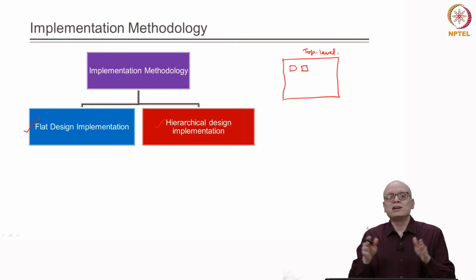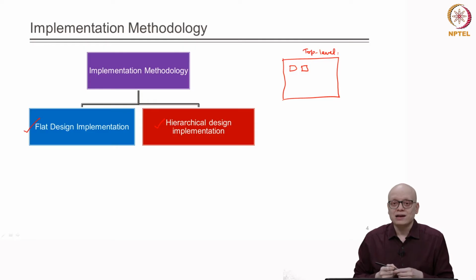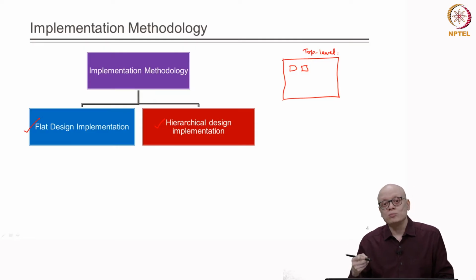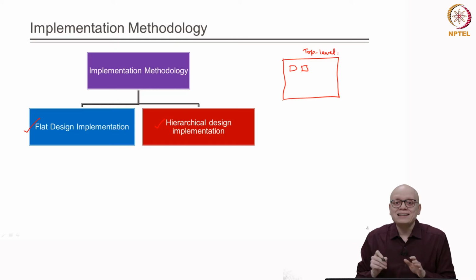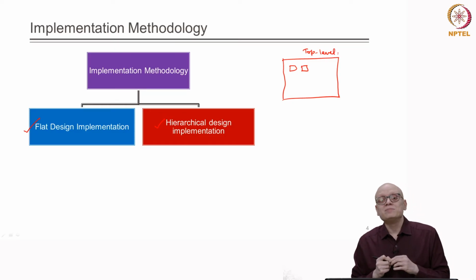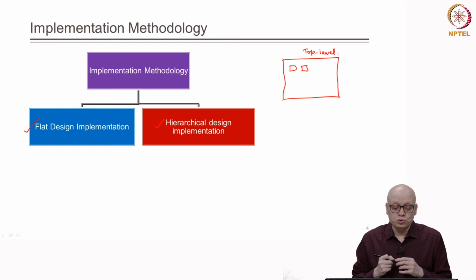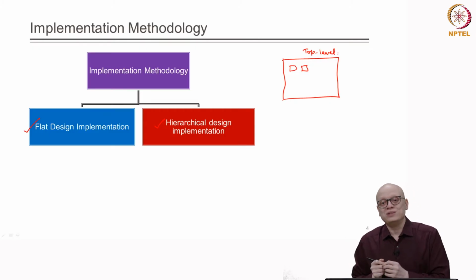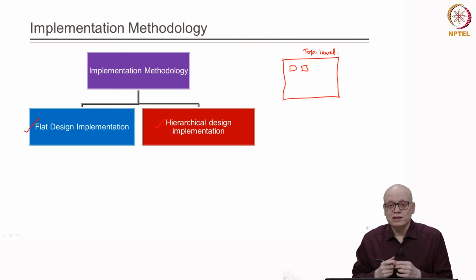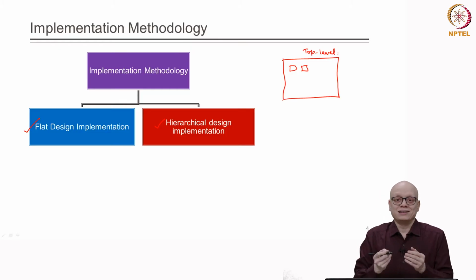But when the design size becomes bigger, as in industrial designs where we can have millions or billions of instances, in that case the flat design implementation becomes too difficult, not only for the designer but also for the implementation tools, the EDA tools that we use. So, for a big, multi-million gate design, we proceed with hierarchical design implementation, which is a type of divide and conquer strategy.